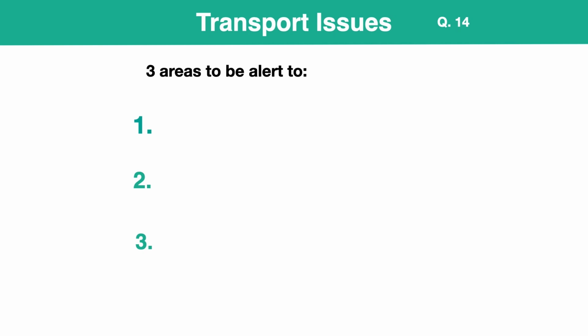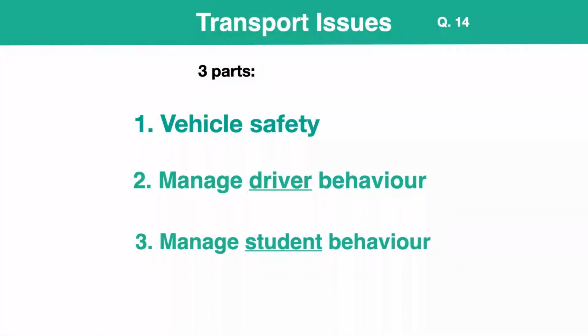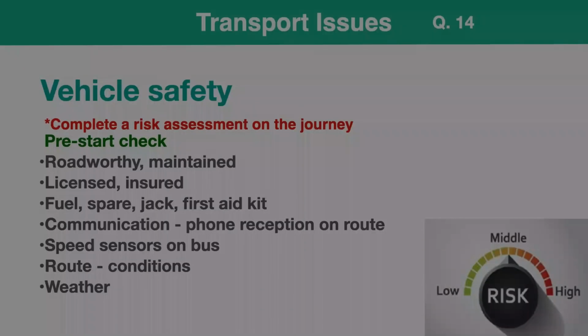One is, of course, the vehicle itself, and how we are able to check on whether and ensure that the vehicle itself is safe. The second one would be the driver of the vehicle, so ensuring that the driver's behaviour is well managed. And the third one is managing student behaviour. So let's go through those quickly.